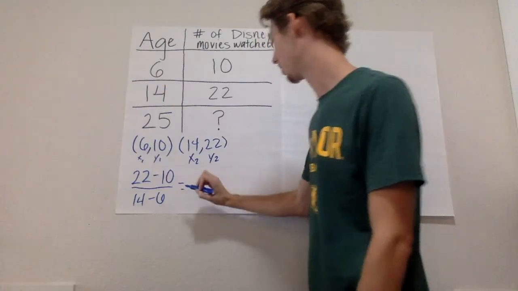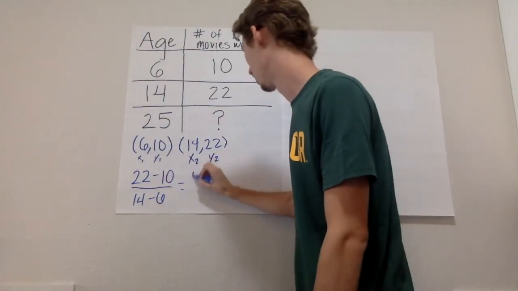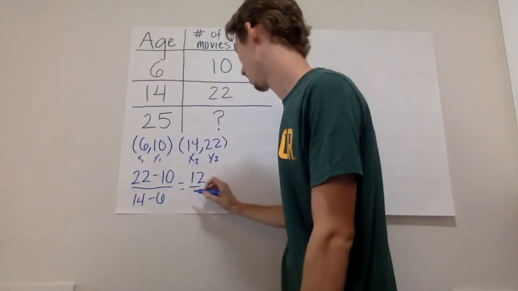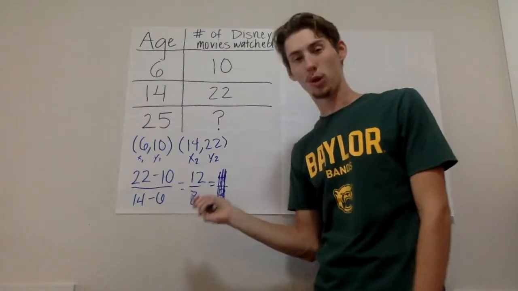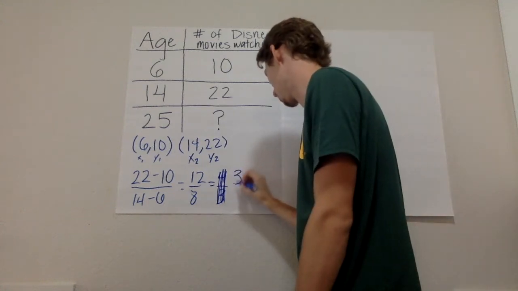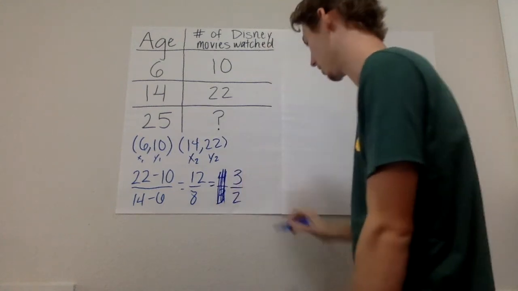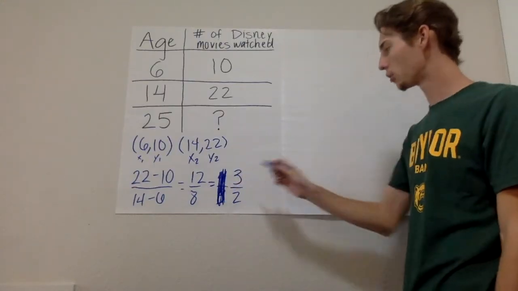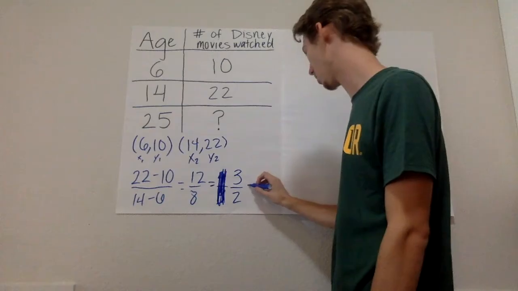So 22 minus 10 is 12, 14 minus 6 is 8, and 12 over 8 can obviously be simplified to 3 over 2. I may or may not have made a small mistake there. No worries though. Okay, 3 over 2 is going to be our slope, our m.